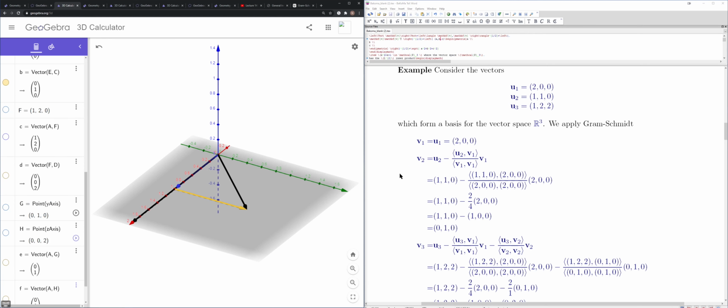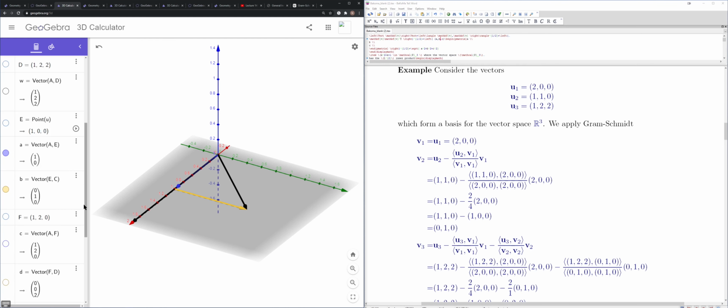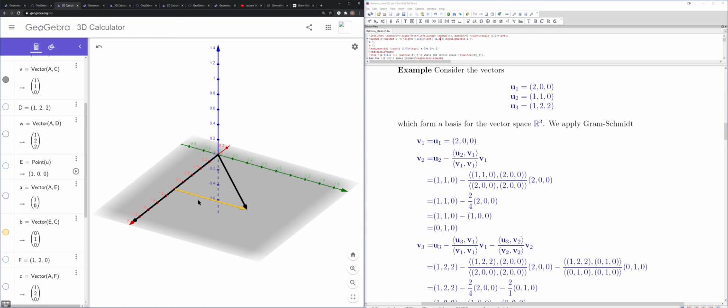So far I have the V1 and V2. The V1 is the U1, which is this original black vector over here, and the V2 is the yellow vector here. Now, for simplicity, I will move this V2 over here and line it up with my y-axis. This is actually parallel to the y-axis. I'll just have it start at the origin.